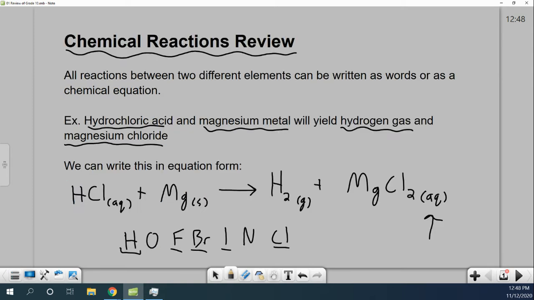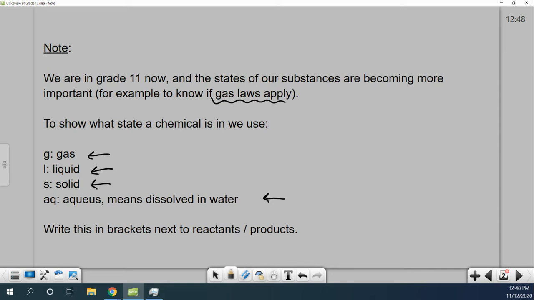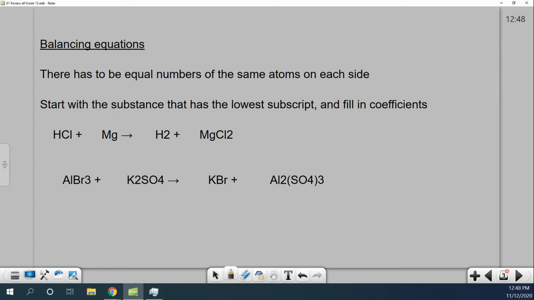So you can see there's aqueous, gas, magnesium metal was a solid, hydrochloric acid was probably aqueous. I say probably because if it was a liquid, that means it's pure, and that would be absolutely terrifying. Usually we dilute acids. Moving on, balancing equations is something we should be familiar with, and I know you guys are because we started the year with a little bit of extra practice.